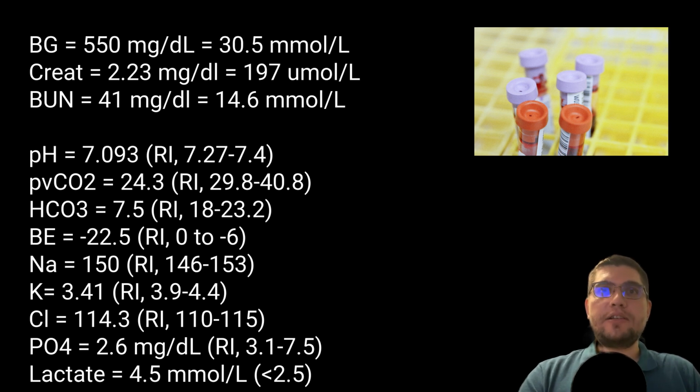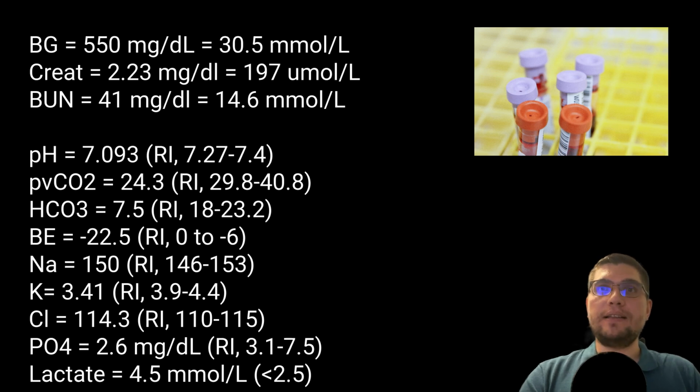His venous blood gas showed the following results. His pH is low at 7.093. You can see the normal range in the parentheses. His partial pressure of venous CO2 is low at 24.3. His bicarbonate is low at 7.5. His base excess is low at minus 22.5 millimoles per liter. He had normal sodium at 150, low potassium at 3.41, normal chloride at 114.3.